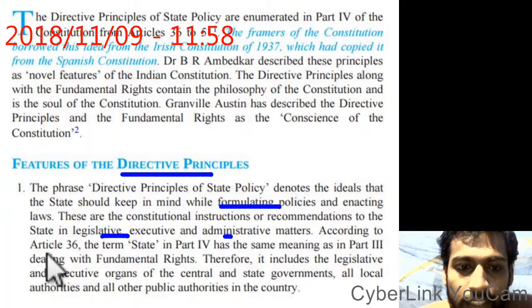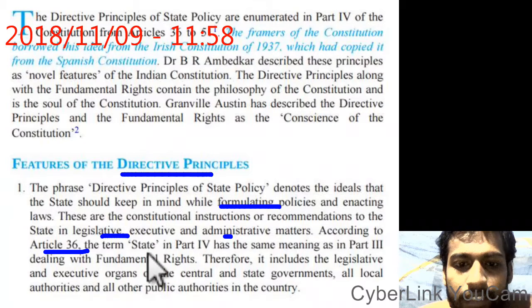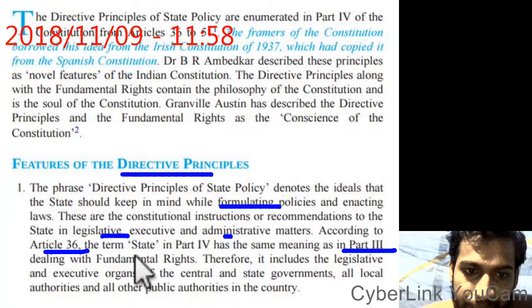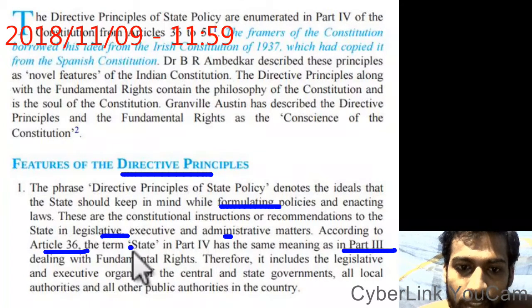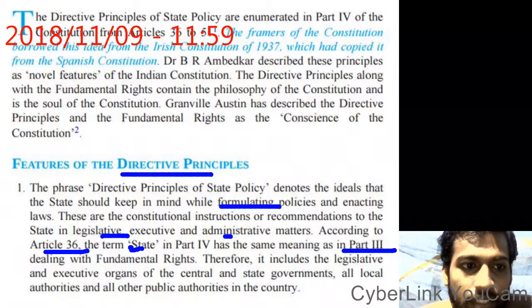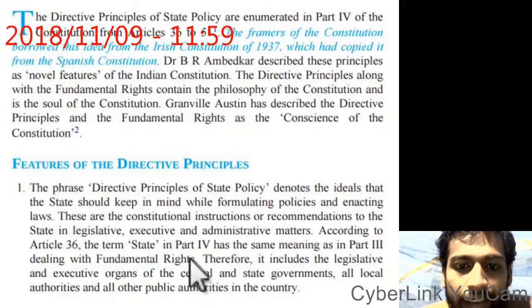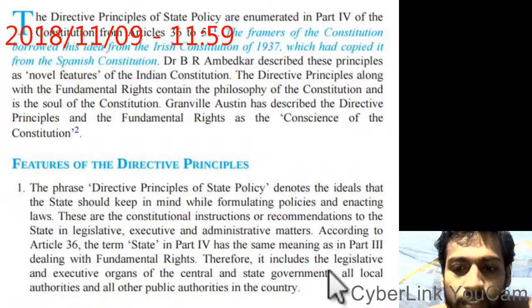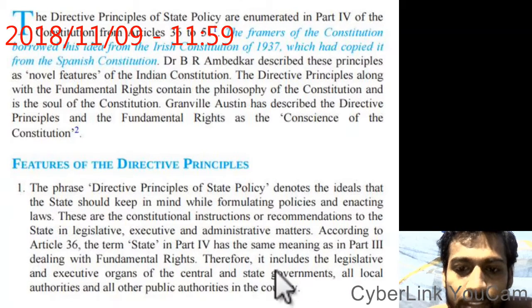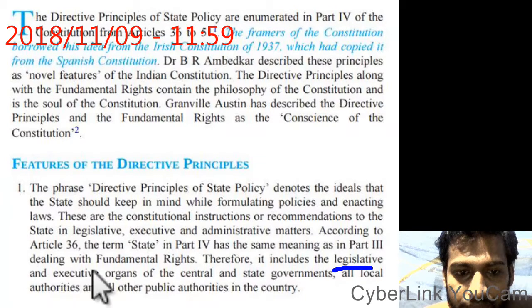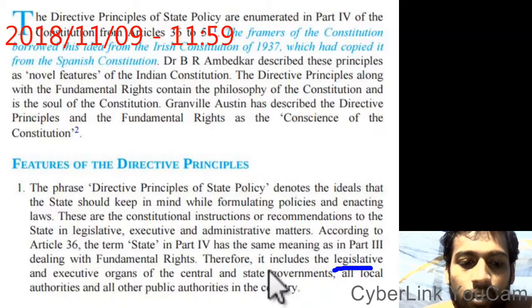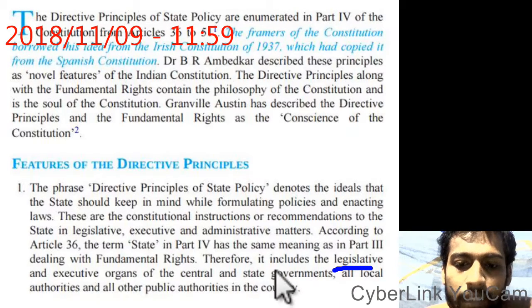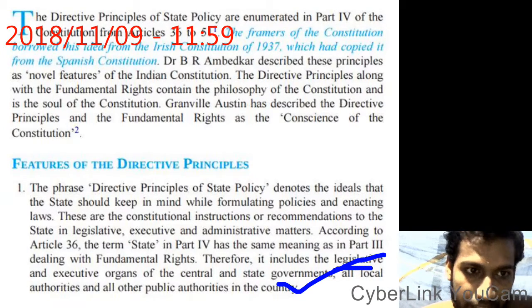Article 36 denotes that State in Part 4 has the same meaning as in Part 3. State, please remember, is important. Article 36 derives, and therefore it includes the legislative and executive organs of the central and state governments, all local authorities and all other public authorities in the country.